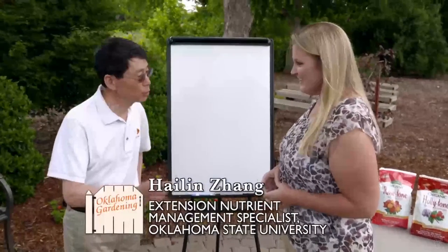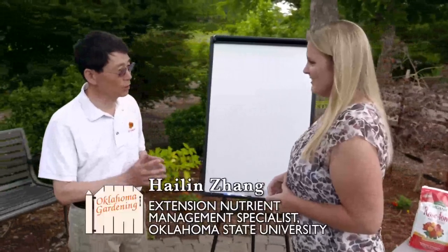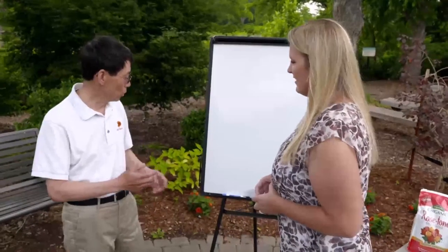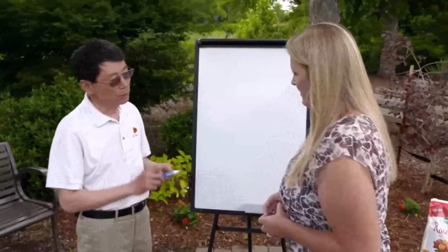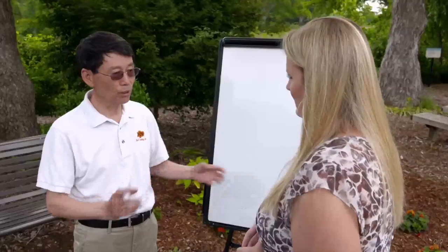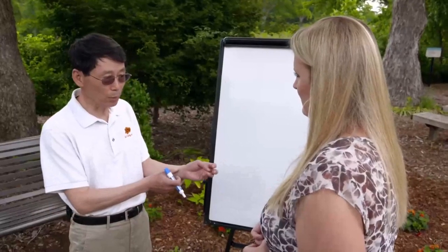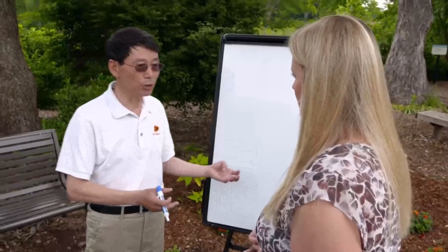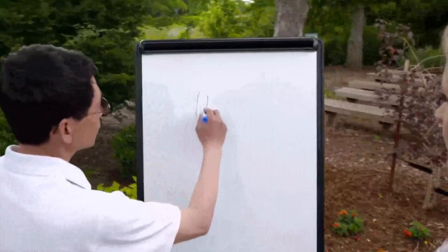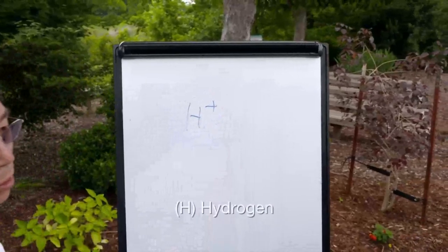pH is one of the most important tests in the routine package we talked about last time. So pH basically is measuring the soil acidity or alkalinity in the soil. It's very important. It's just like our blood pressure. It can't be too high or too low. Basically, the acidity is the hydrogen ion in the soil.